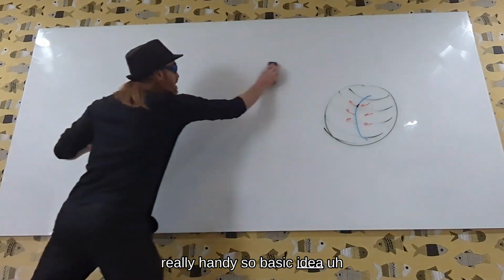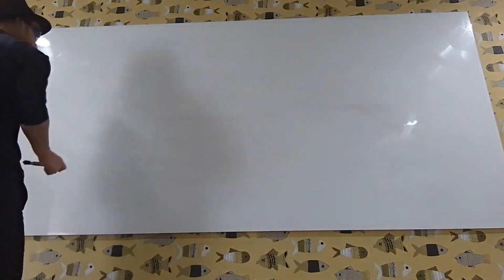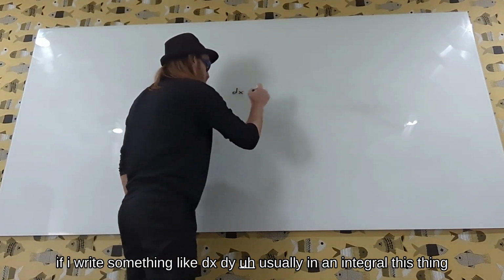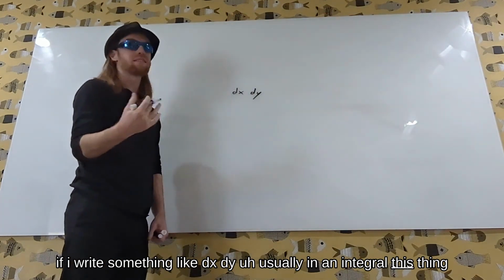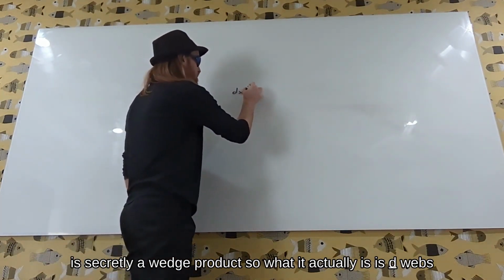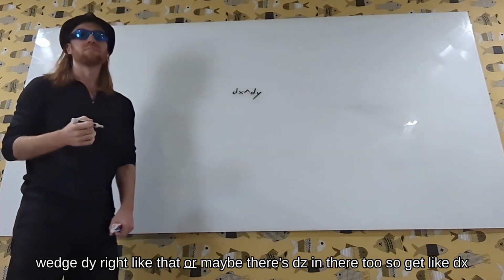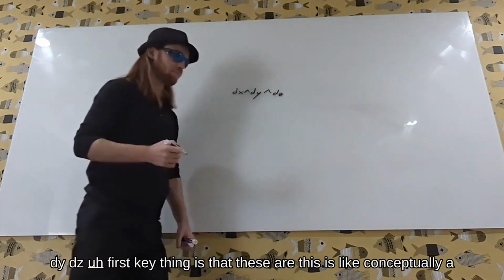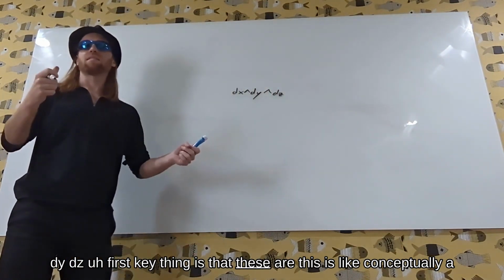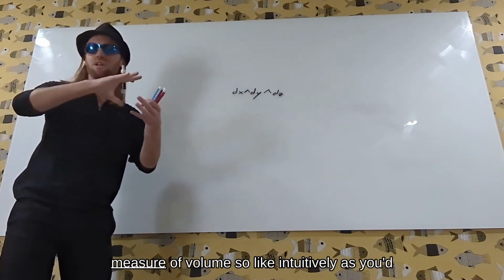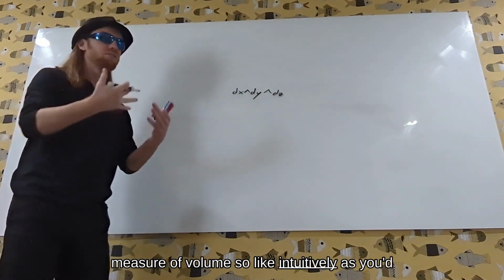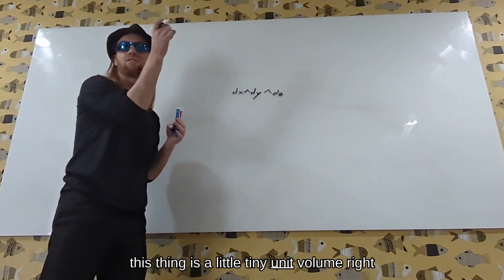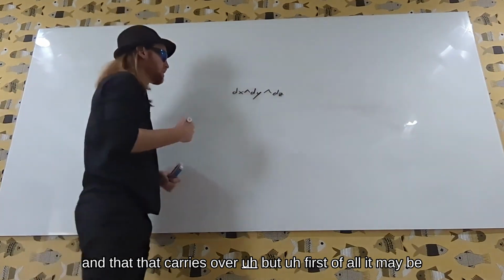So, basic idea. If I write something like dx dy, usually in an integral, this thing is secretly a wedge product, so what it actually is is dx wedge dy, right, like that. Or maybe there's dz in there too, so you get dx, dy, dz. First key thing is that this is conceptually a measure of volume. So intuitively, as you'd expect from calculus, you think this thing is a little tiny unit volume, right? And that carries over.